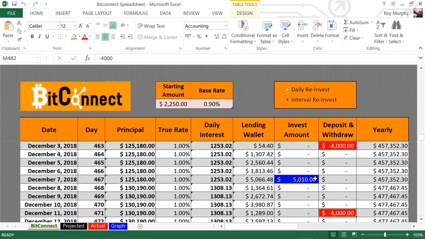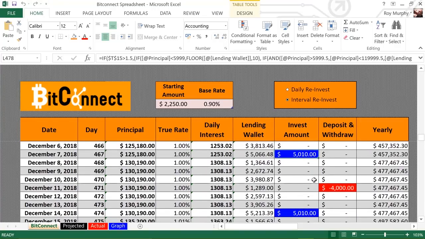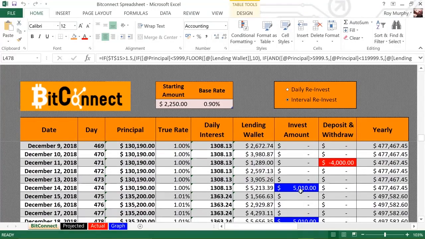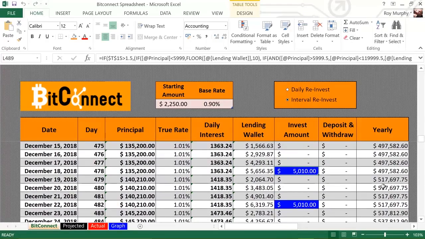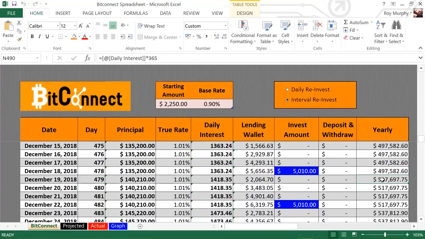But I'm doing my 5,010 reinvests. Every time it accumulates, I've still taken out 4,000, 5,000. Put in another 5,000. We're at $500,000 a year. Again, you don't need to do this. If this is your risk limit, stop. Take it out every day. Cash out. Take your $500,000.